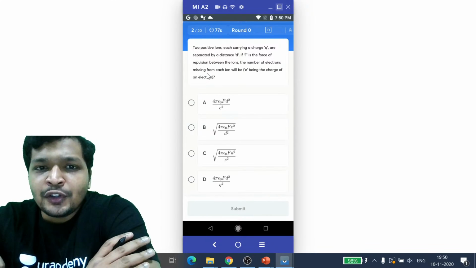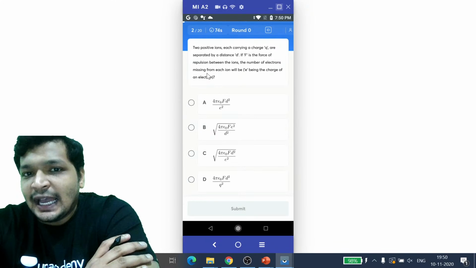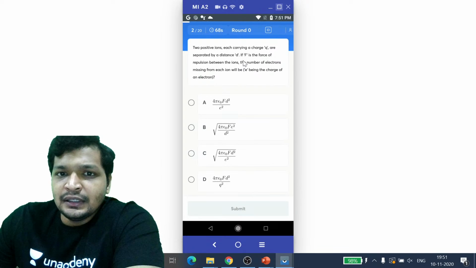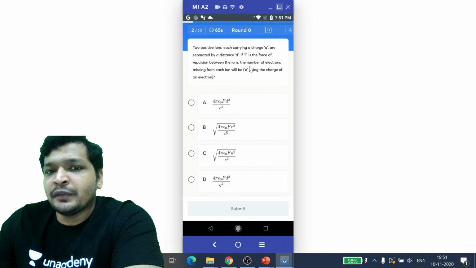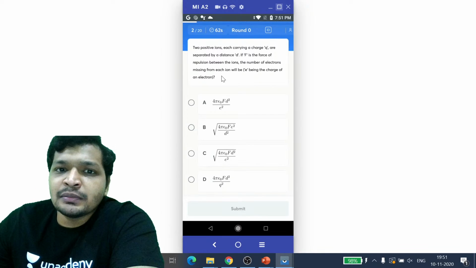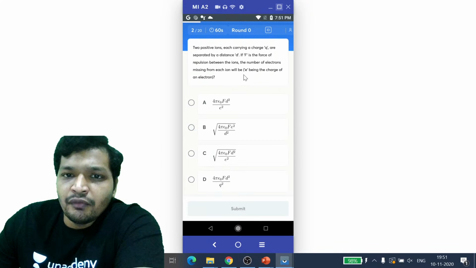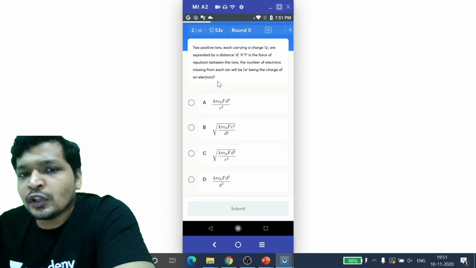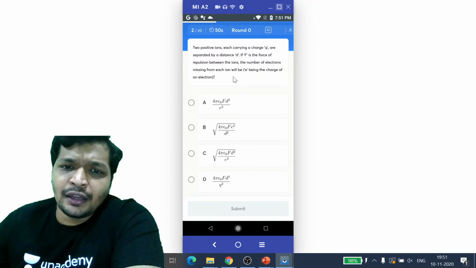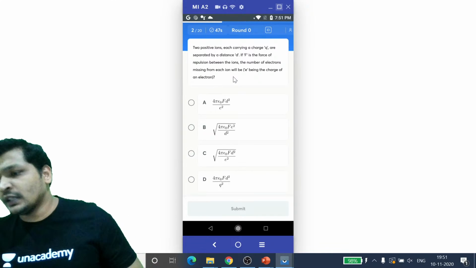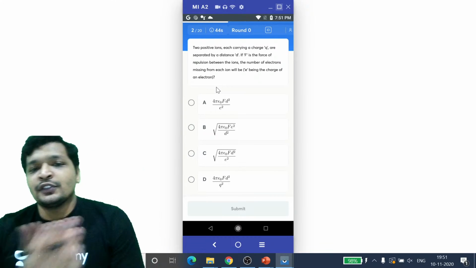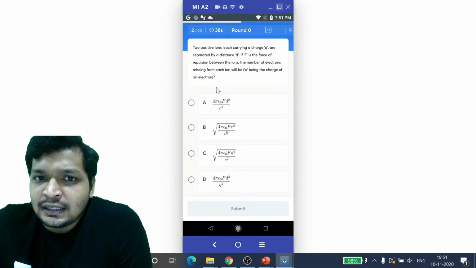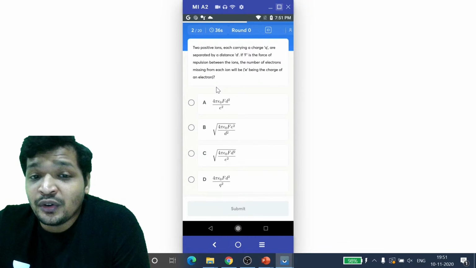Alright, we have two positive ions, each carrying a charge q, and they are separated by a distance d. If F is the force of repulsion between the ions, the number of electrons missing from each ion will be how much? E being the charge of an electron. Both of them are carrying charge q. Think about it carefully, where we have two concepts involved. What are the two concepts? One is, of course, Coulomb's law, F is equal to Q1 Q2 by R square, and they are separated by distance d. So you know how to find out the value of q.